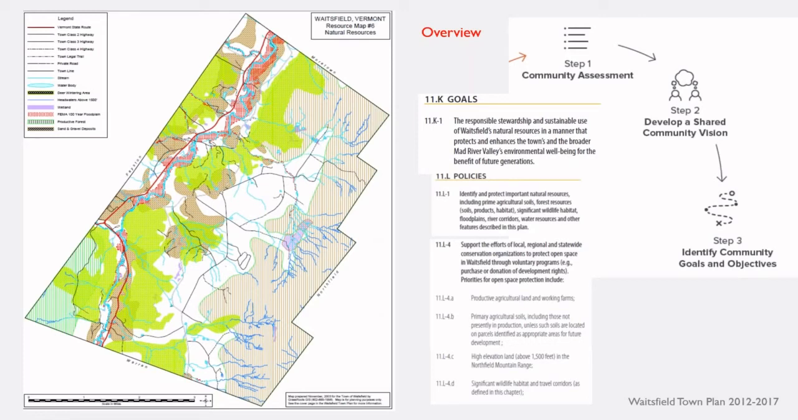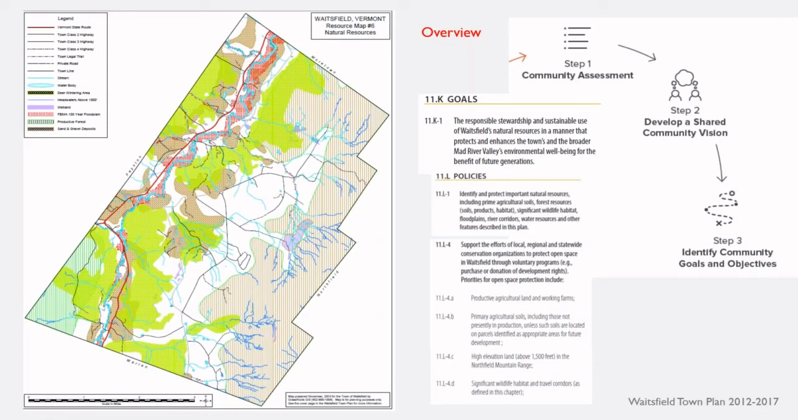You can see they've identified a variety of different resources. Along with that natural resource map, which shows some of their forest areas and habitat areas, they've included information that describes those areas, and then goals and policies that speak directly to those different resources. For example, one of Waitsfield's goals is the responsible stewardship and sustainable use of Waitsfield's natural resources. They go on to identify policies stating that they want to identify and protect important natural resources, including forest resources and significant habitats.